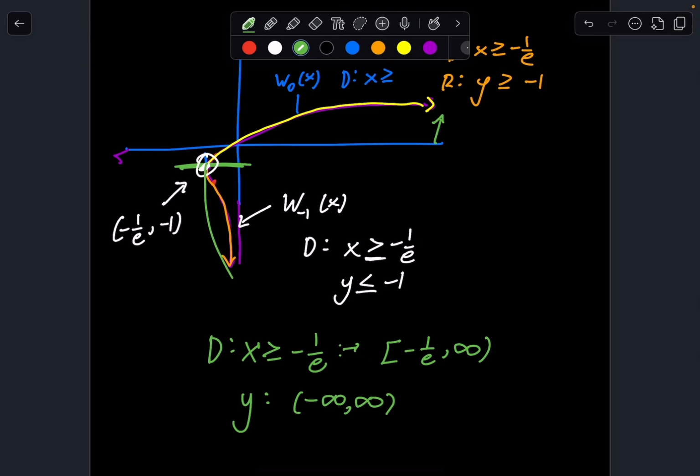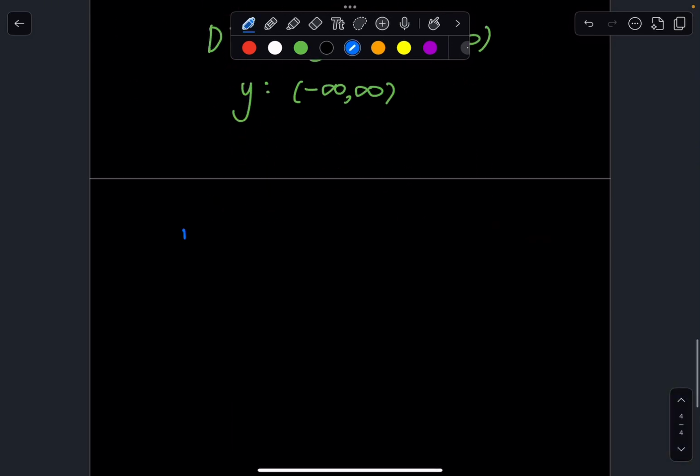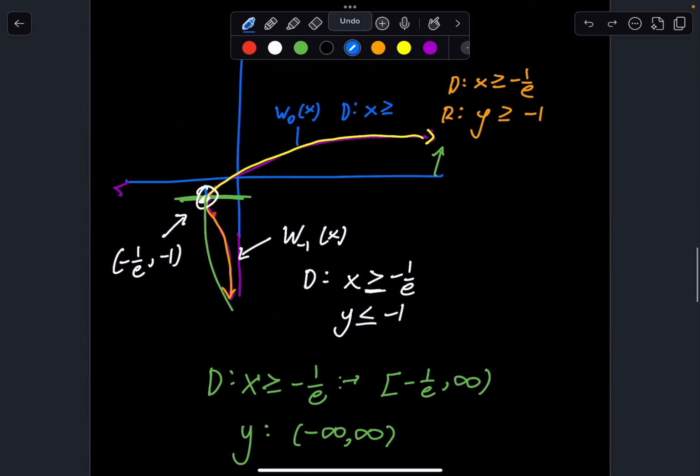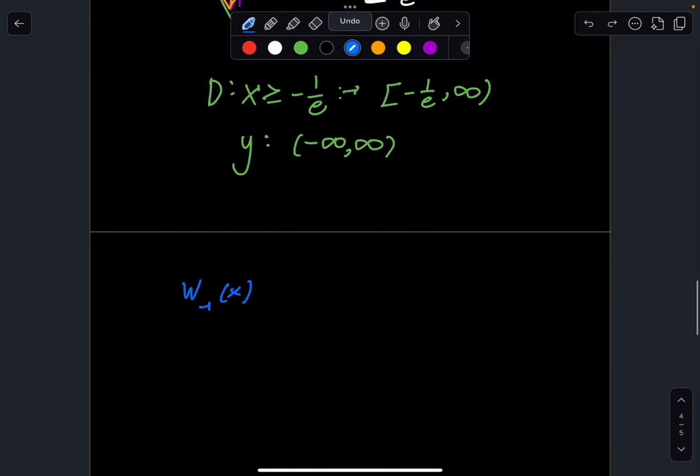But where do we stop? Now, it turns out the branches which I just discussed, W-1 of x, which you saw graphically was this one down here, and W0 of x, which is this thing that goes up and up and up like that from that point, these branches are enough to cover all of the real numbers.